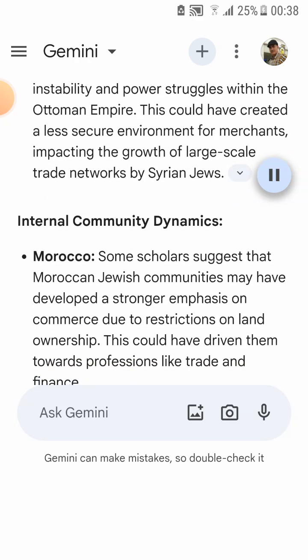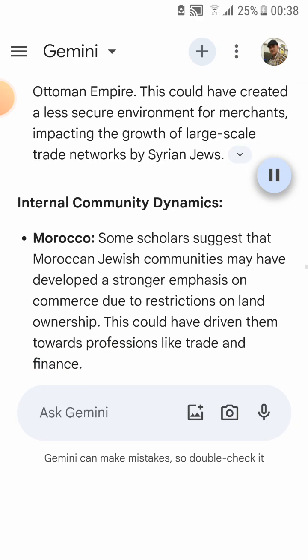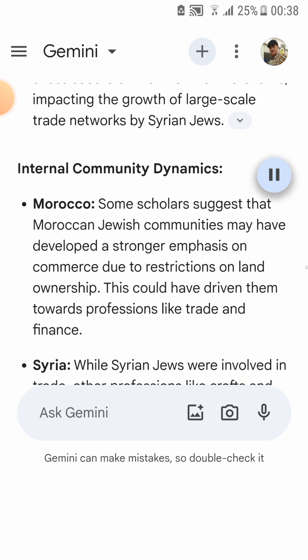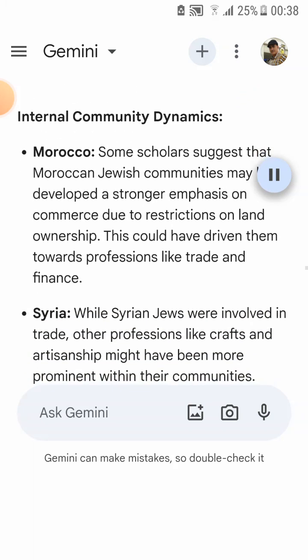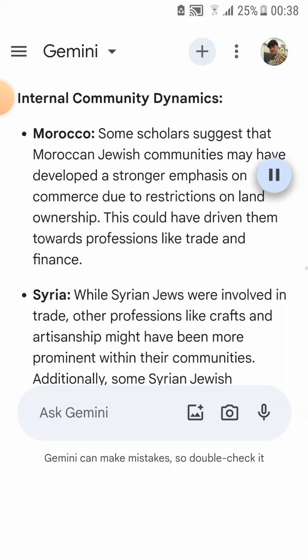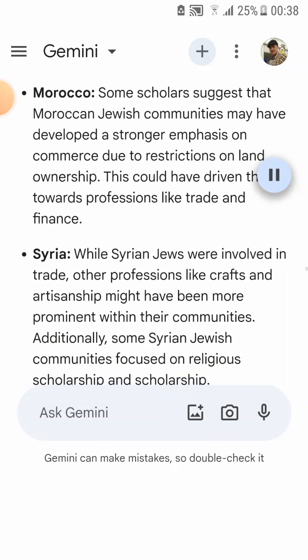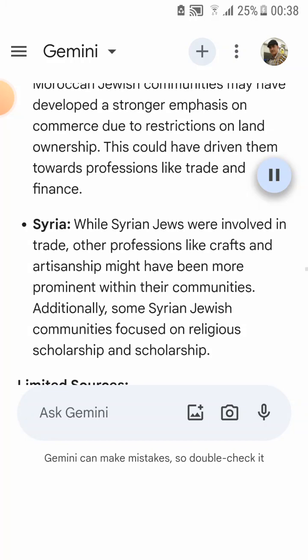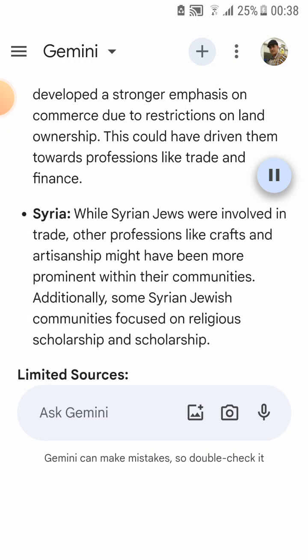This could have created a less secure environment for merchants, impacting the growth of large-scale trade networks by Syrian Jews. Internal community dynamics. Morocco. Some scholars suggest that Moroccan Jewish communities may have developed a stronger emphasis on commerce due to restrictions on land ownership. This could have driven them towards professions like trade and finance.